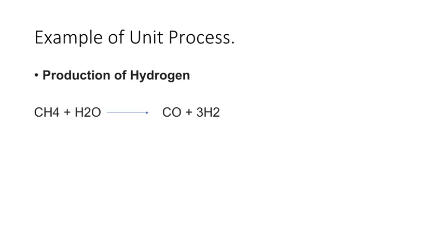The example of unit process is production of hydrogen. In this process, hydrogen is produced using a very popular method, i.e. steam methane reforming reaction. In this method, methane reacts with steam at a pressure of 3 to 25 bars in the presence of a nickel catalyst at about 750 to produce hydrogen.